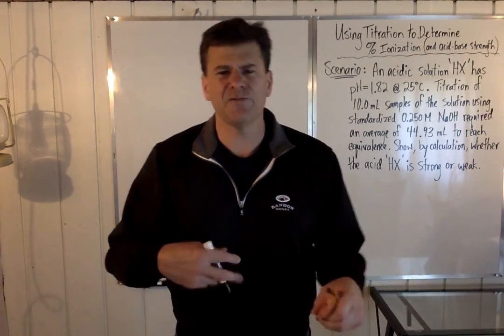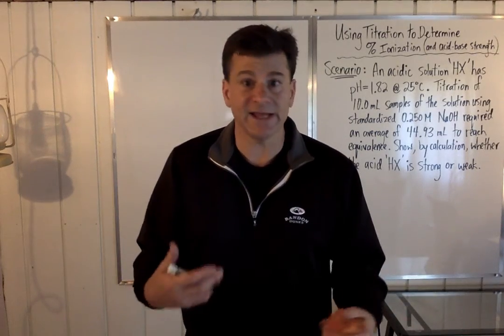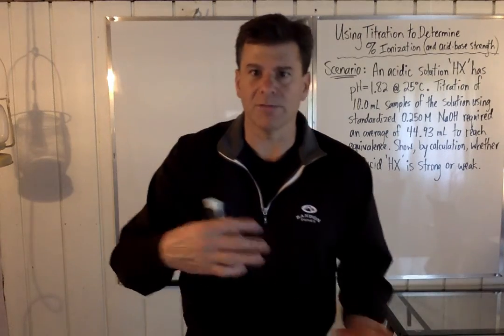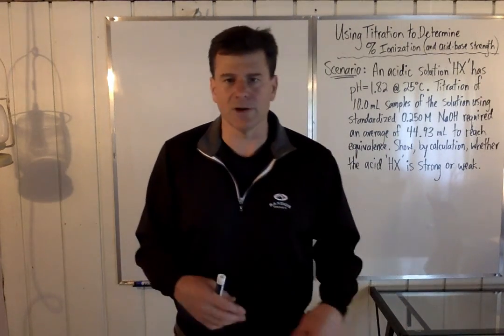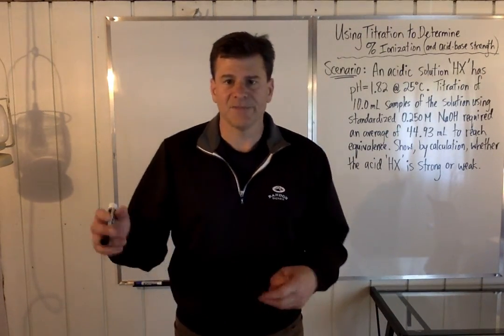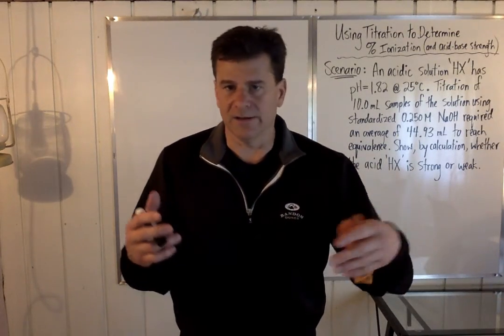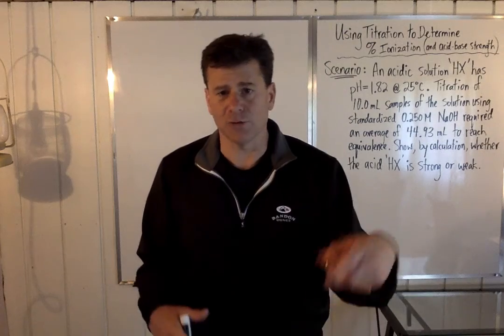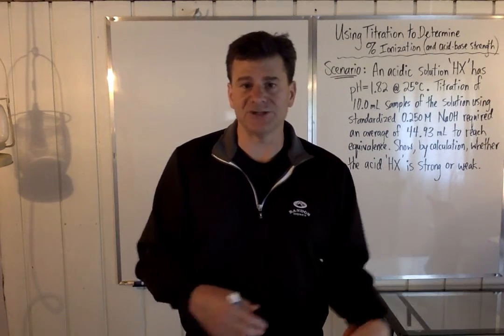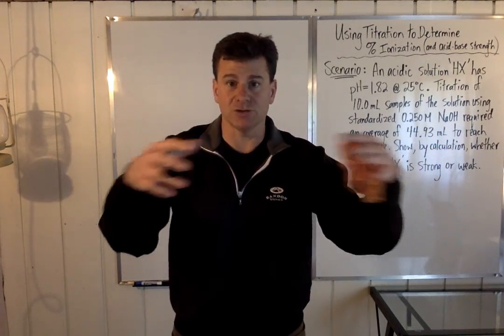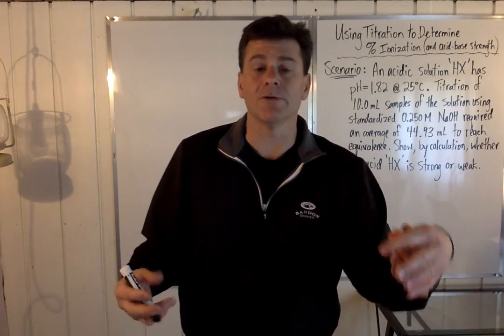If we end up getting a percentage of 98%, it's probably experimental error. It's probably meant to be 100%, and so therefore it would be a strong acid. If it's something far less than that, like we end up getting 10% or 8% or 0.3% or something of that nature, we'll classify it as weak. So that's the big picture strategy of what we're going to do.